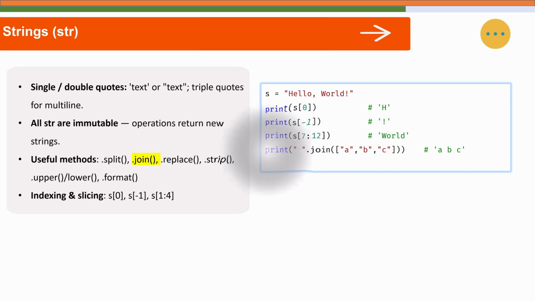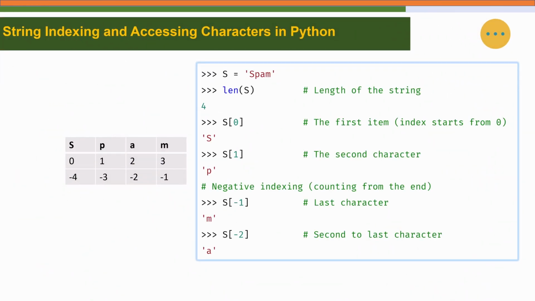When concatenating many strings, prefer dot join and pass a list of parts for performance rather than repeated plus operations. Strings in Python are ordered sequences of characters, and each character in that sequence can be accessed using an index. Here we start with the string s is equal to spam. When we call the length function on s, Python tells us the length of the string, in this case 4 characters.